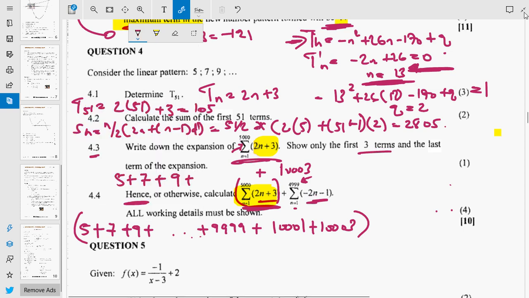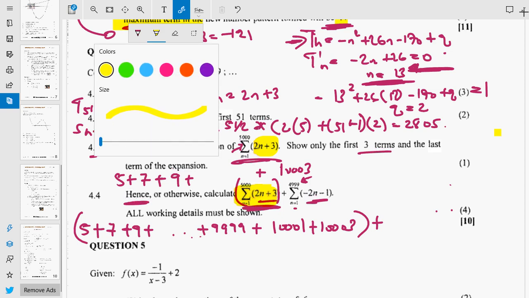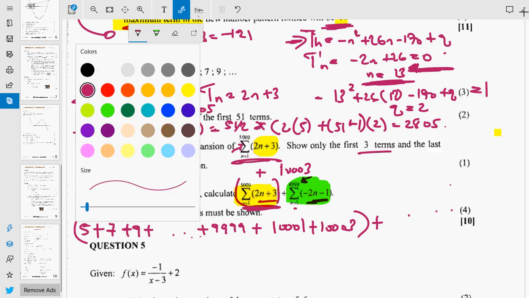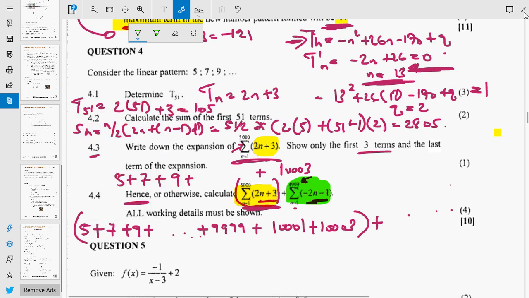Now I'm going to have to write down the expansion for this series here. So I'm going to do the same thing. I'm going to write the first three terms, and I'm also going to write the last three terms. So let's go. I'm going to use green so that you can see. So if you take n to be 1, you're going to get minus 3, plus if n is 2, you're going to get minus 5. If n is 3, you're going to get minus 7.